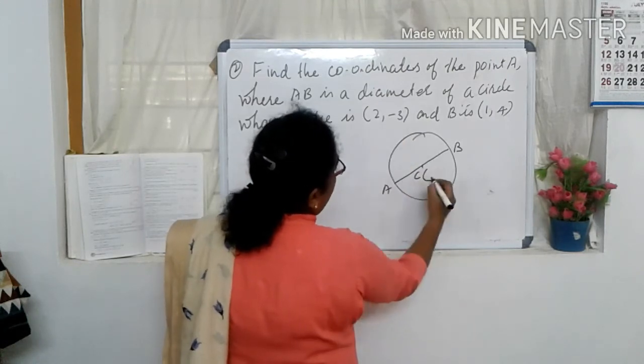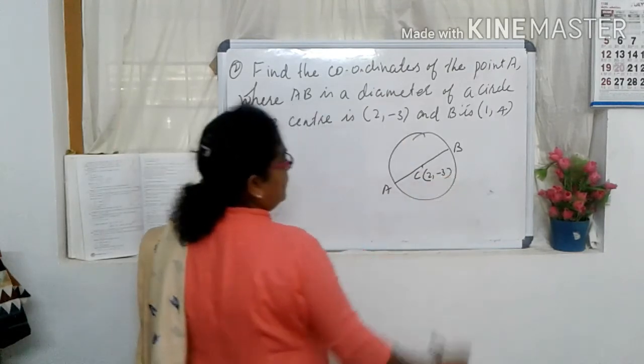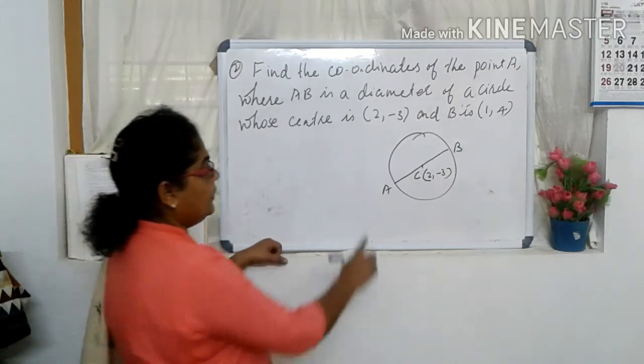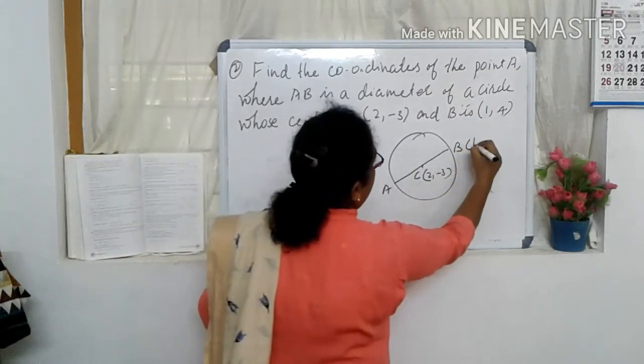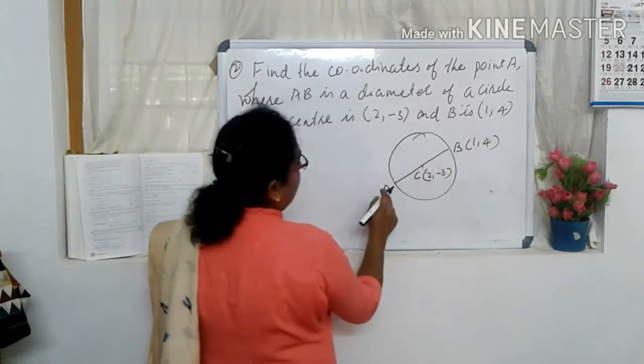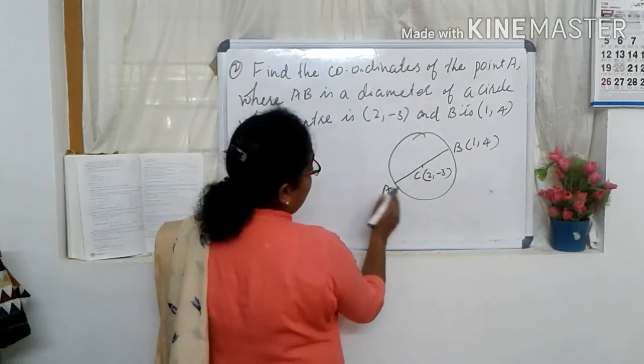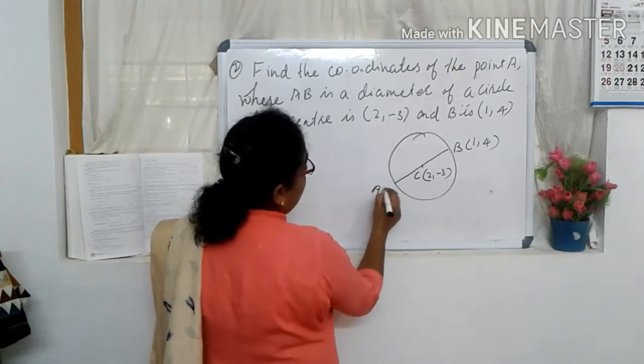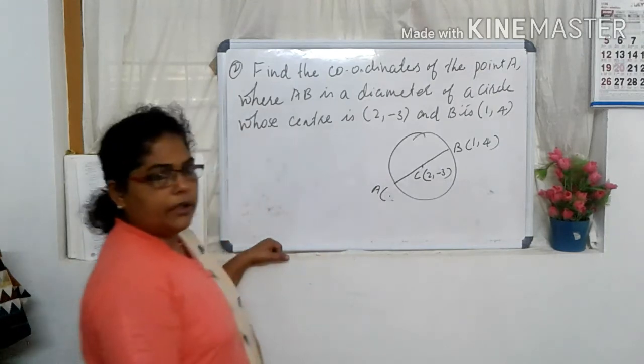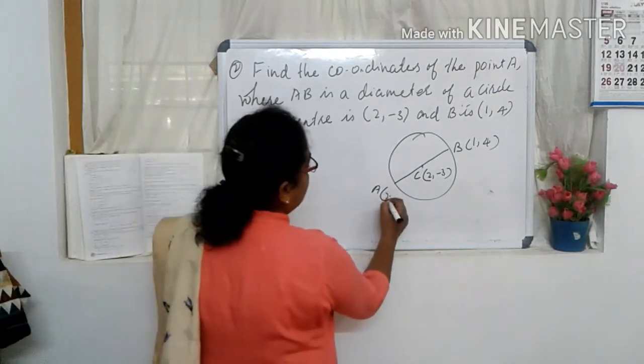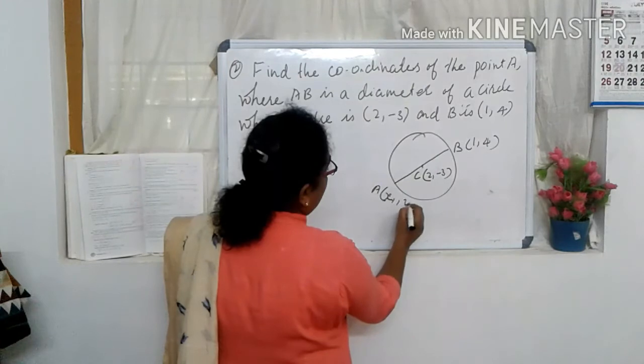What is given for the center? 2 comma minus 3 is given for the center. Then B is equal to 1 comma 4, and the coordinates of A we have to find out. So we can take A equal to alpha, beta or x1, y1, anything. We are using A equal to x1 comma y1.